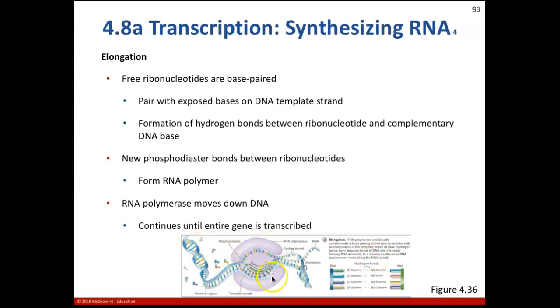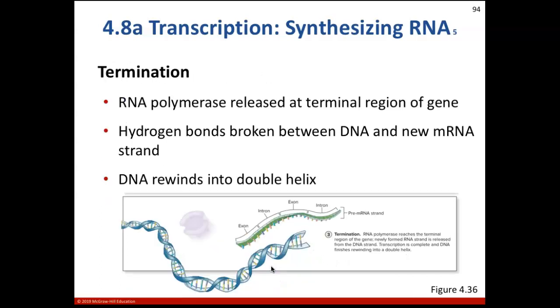Our enzyme RNA polymerase just moves down the DNA strand and continues creating our mRNA strand until the entire gene is transcribed. And our last step is termination. So RNA polymerase will reach that stop code at the terminal region and release the DNA strand and mRNA strand. We'll see that the hydrogen bonds will break between the DNA and the new mRNA strand, and DNA will rewind up into its double helix.